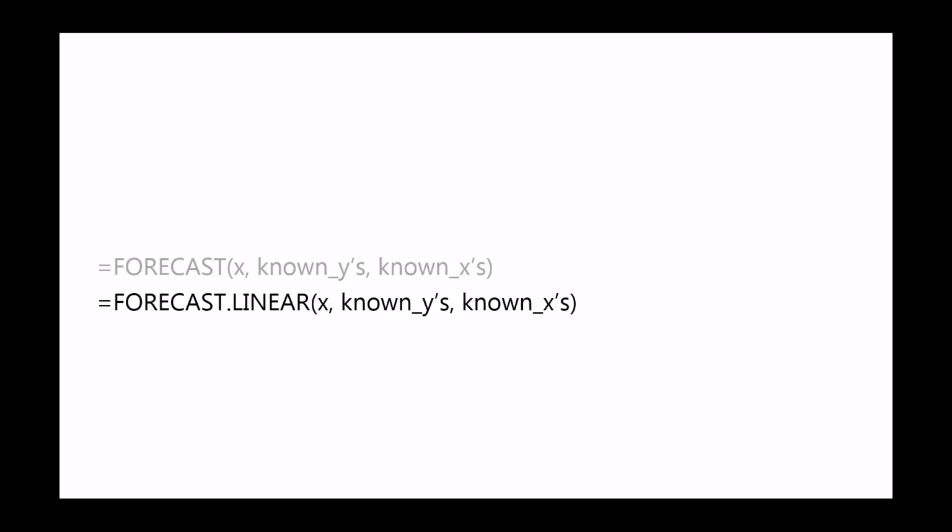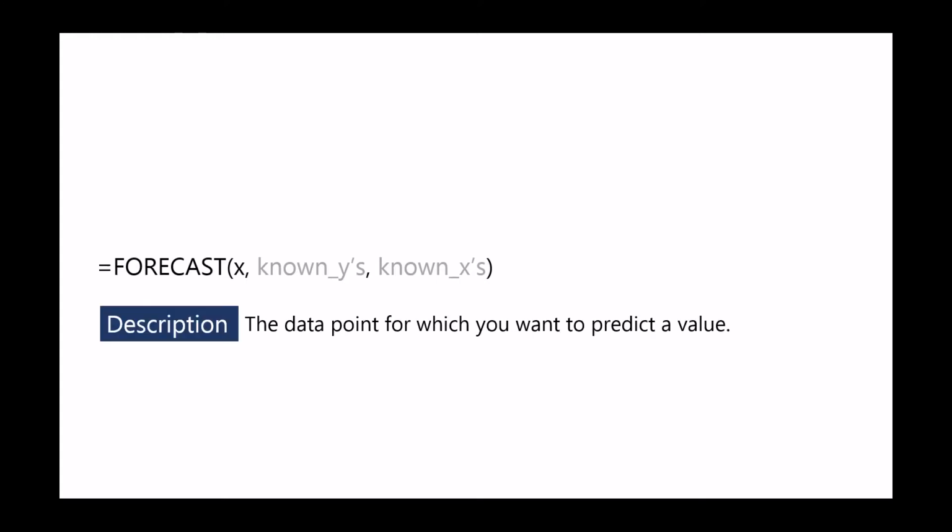So, in order to avoid saying FORECAST.LINEAR, which is quite a mouthful, several times, in this video I'm just going to stick with the original forecast function. Let's take a look at the arguments in the forecast function. The first argument is the data point for which you want to predict a value. In this case, this is our known temperature.